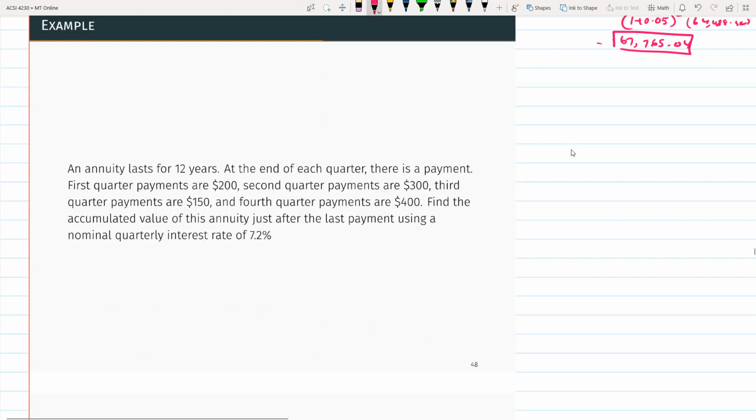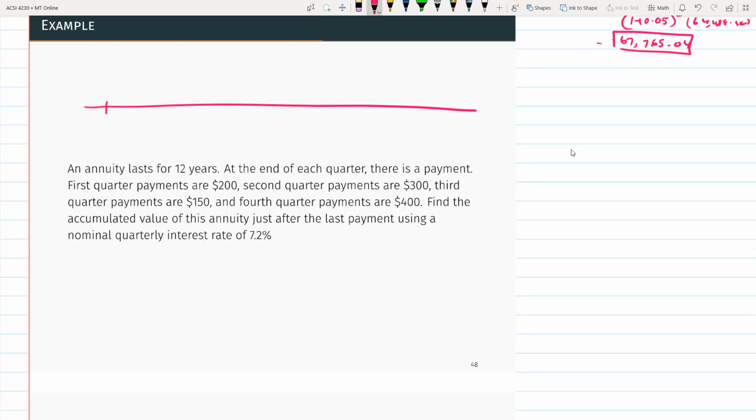Here's another problem. An annuity lasts for 12 years. At the end of each quarter, there is a payment. The first quarter payment is 200, the second is 300, the third is 150, the fourth is 400. Find the equivalent value just after the last payment using a nominal quarterly interest rate of 7.2.